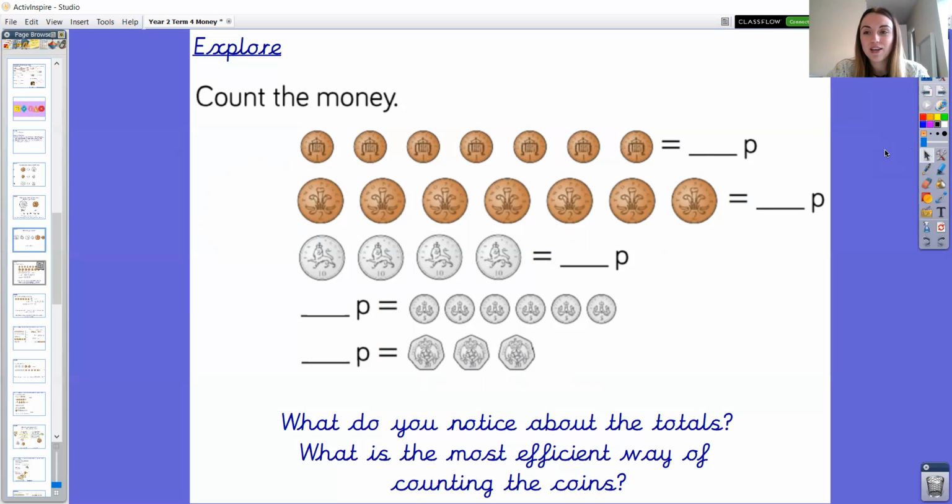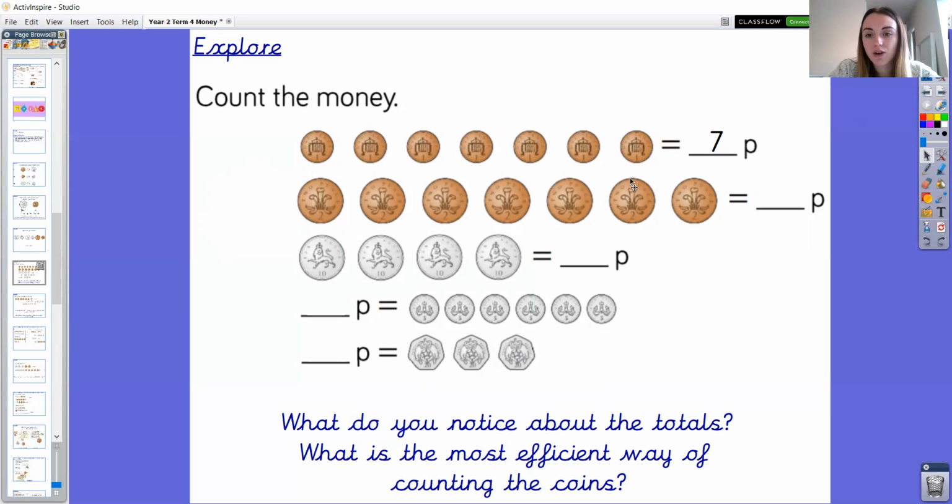Well done, Year 2. So let's have a look together. So these are 1p coins, so we need to count in our ones. Let's count together. 1, 2, 3, 4, 5, 6, 7. So these coins equal 7p. Well done. You might have looked at it like 7 lots of 1. 7 times 1 equals 7.